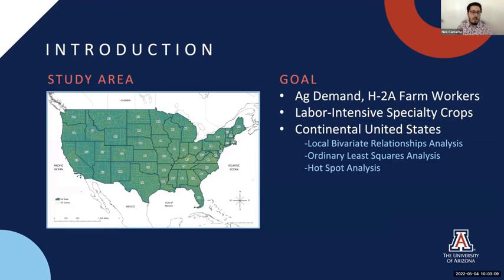Moving on to my study area and goal. This project uses local bivariate relationship analysis, ordinary least squares analysis, and hotspot analysis to explore the agricultural demand of H2A farm workers in the most labor-intensive specialty crops throughout the continental United States. You can see that diagram on the left.